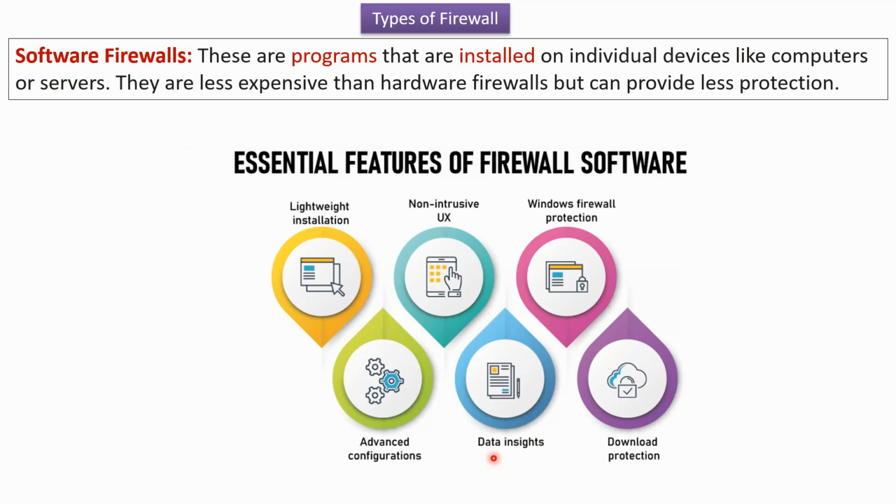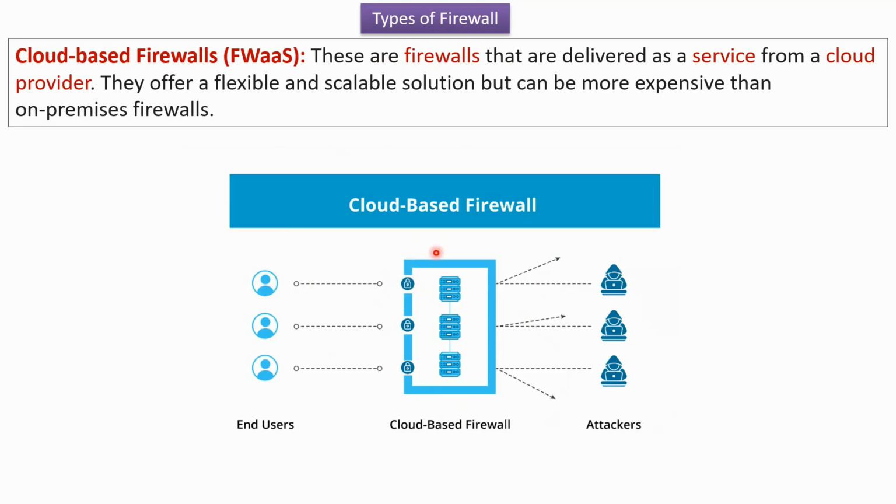Software firewalls are programs that are installed on individual devices like computers or servers. They are less expensive than hardware firewalls, but can provide less protection. Here you can see cloud-based firewall. These are firewalls that are delivered as a service from the cloud provider. They are a flexible and scalable solution, but can be more expensive than on-premises firewalls.